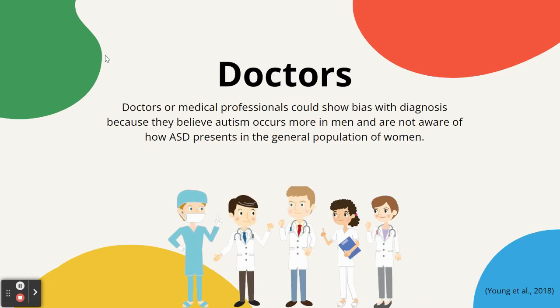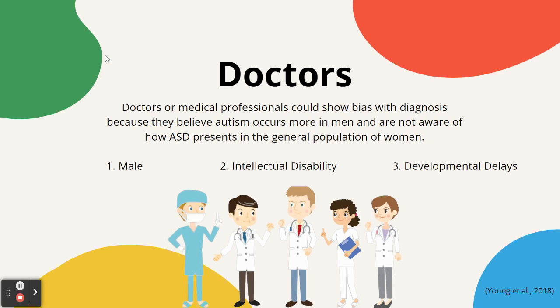Doctors can also have a bias when it comes to diagnosing people with autism. Since the ratio is so widely known as 4 to 1, they could be more reluctant to diagnose girls with autism because they see it as occurring more in men. They also may not be aware of how ASD presents in women. There are three criteria that doctors look at for diagnosis: number one, being male; number two, having an intellectual disability, which is having an IQ lower than 70; and number three, any type of developmental delays.